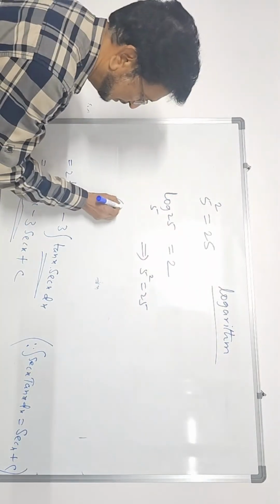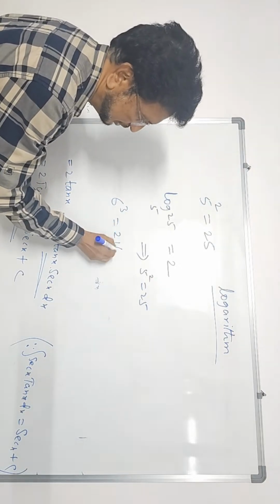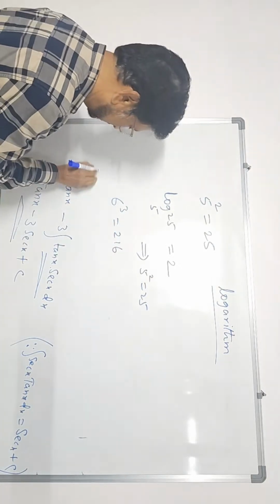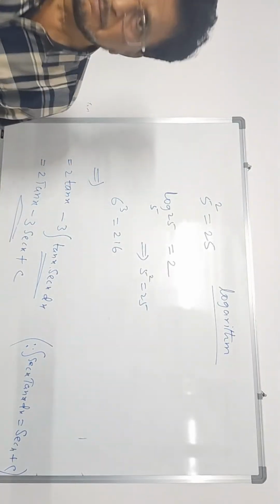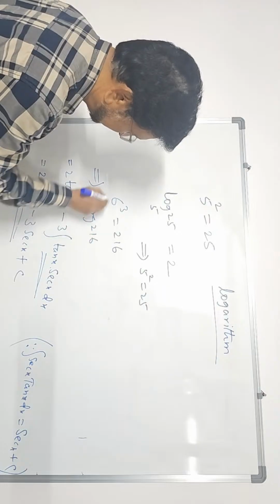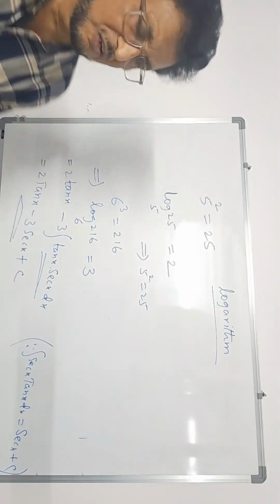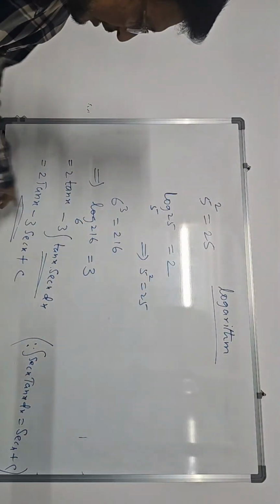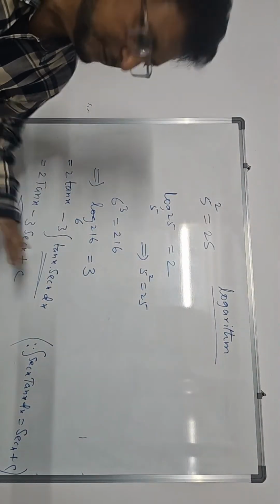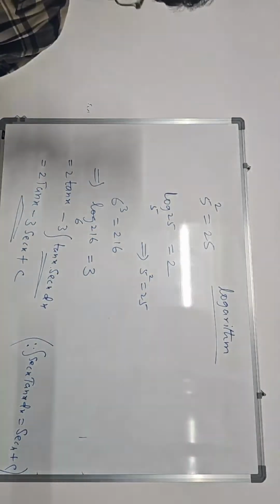Now 6 power 3 is how much? 216. Use logarithm here to write this number. Log 216 base 6 is equal to power 3. Logarithm of number 216 to the base 6 is equal to 3. If you want to remove this logarithm, you can write 6 power 3 is equal to 216.